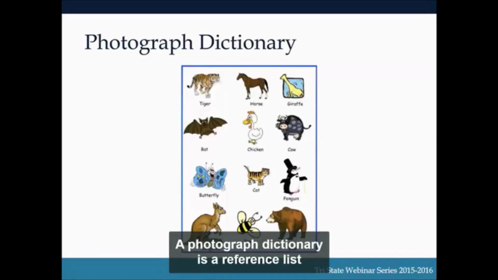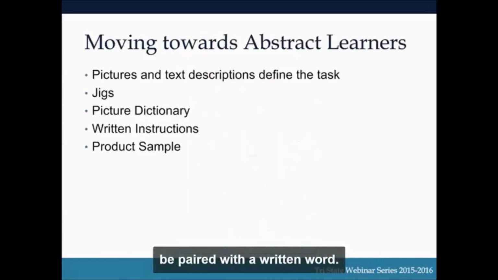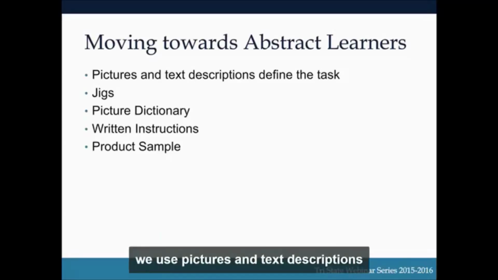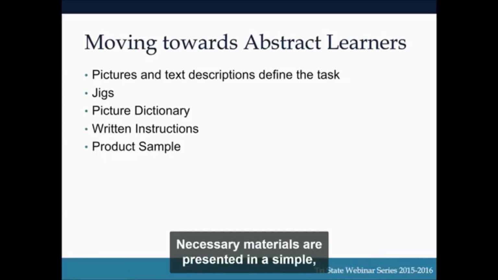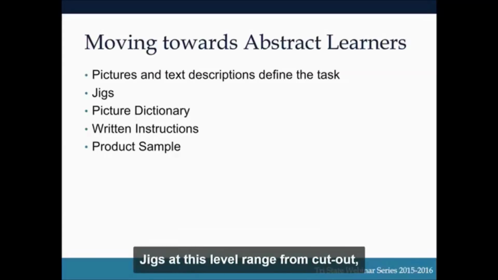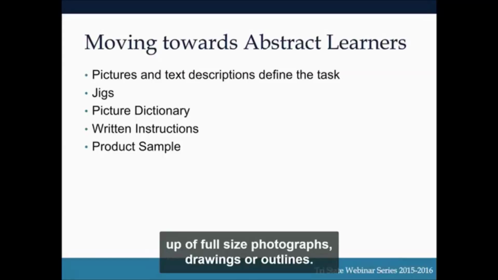A photograph dictionary is a reference list of photographs which may or may not be paired with the written word. For learners at the moving towards abstract level, we use pictures and text descriptions to define the task. Necessary materials are presented in a simple, organized manner. Jigs at this level range from cutout, like an inset puzzle, to picture jigs that can be made up of full-size photographs, drawings, or outlines.